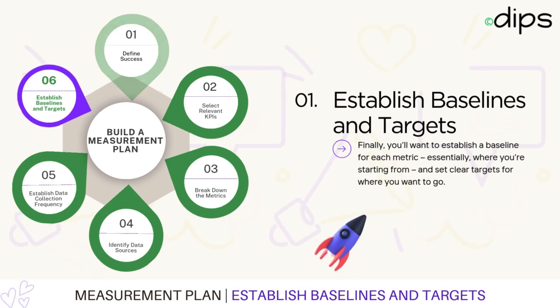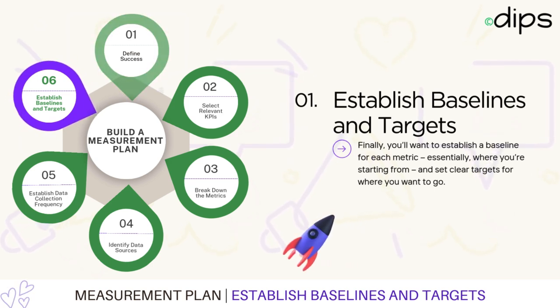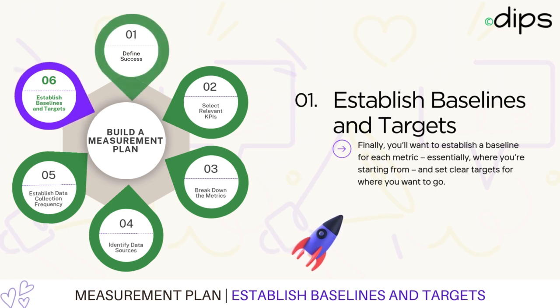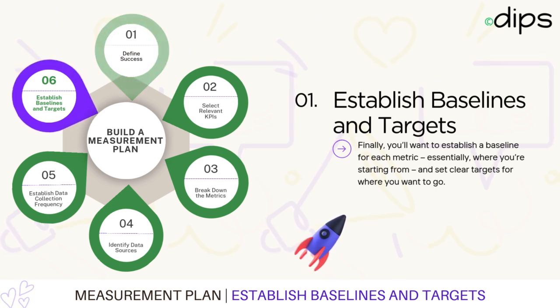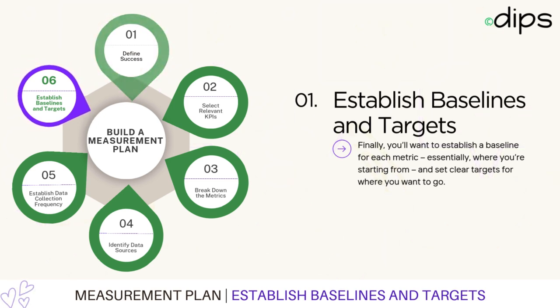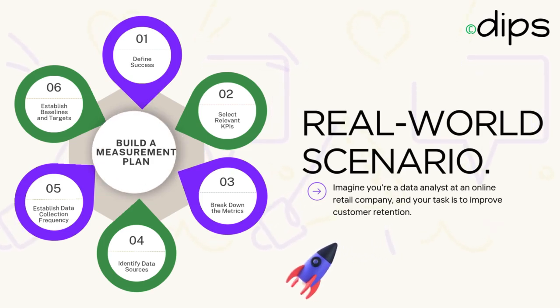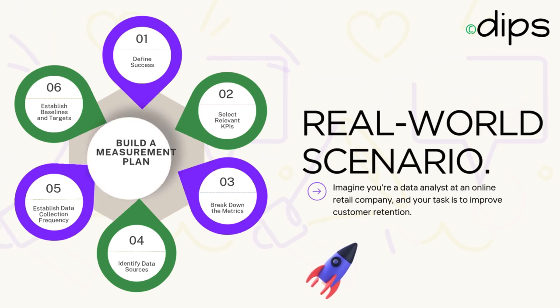Finally, you'll want to establish a baseline for each metric, essentially, where you're starting from, and set clear targets for where you want to go. For example, if your current customer churn rate is 15%, your target might be to reduce it to 10% over the next 6 months. These 6 steps will help you create a clear, structured measurement plan that guides your analysis and ensures you're staying focused on the right outcomes.